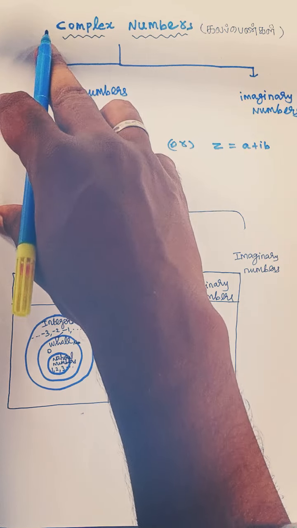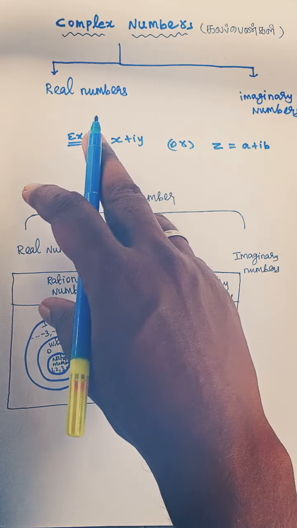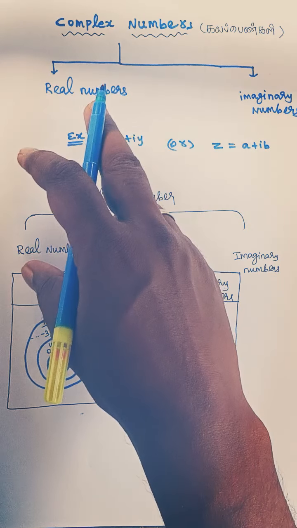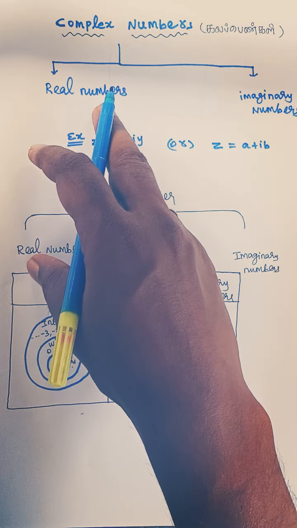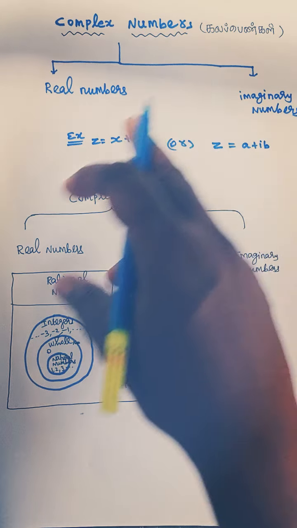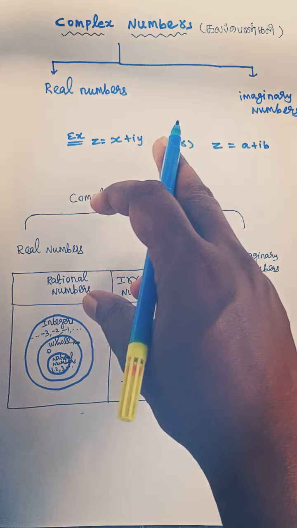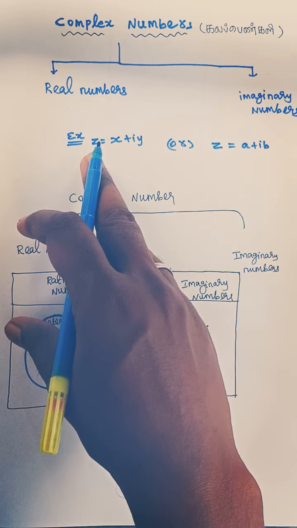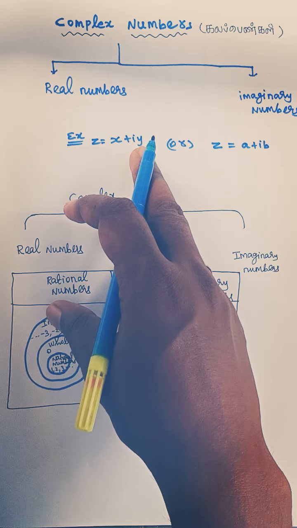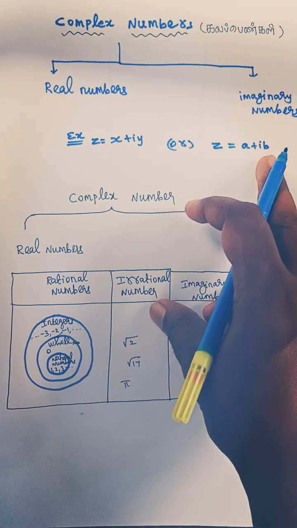Unit number 2, complex number. What is meant by complex number? Real number plus imaginary number, that is called a complex number. For example, the general form of a complex number, here z equal to x plus iy or z equal to a plus ib.